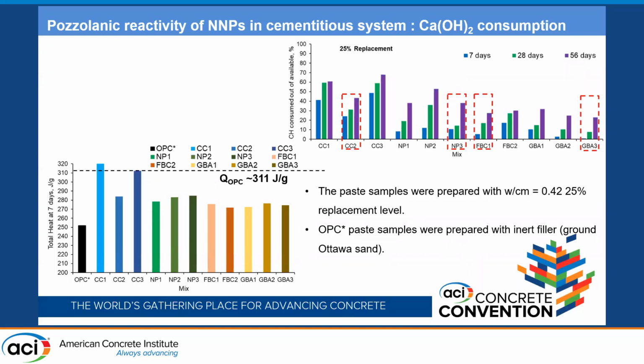Here I also highlighted one material from each category. For example, you can see CC2, NP3, FBC1, and GBA3. Those were selected as the least reactive for the scaling test, the results of which will be linked to the study that I will be presenting here. I will talk about that later on.